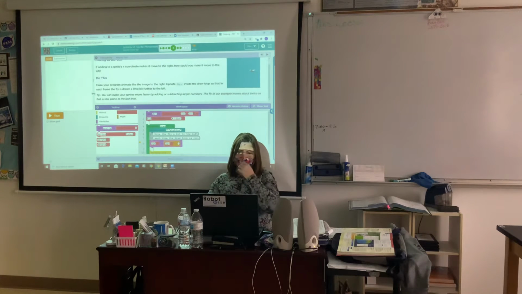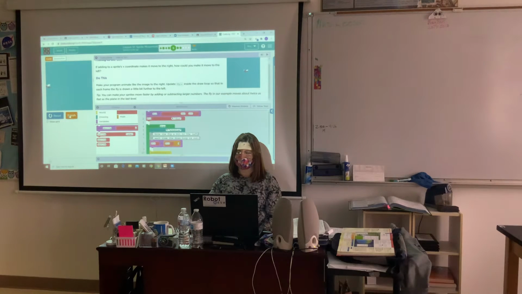Now it says in our instructions, tip, you can make your sprites move faster by adding or subtracting larger numbers. They said the fly in their example moves twice as fast as the plane on the last level. You remember the value for the plane? That was 3. So this is twice as fast, it's going to change by 6. And if I run it, you see this little fly zip across the screen. And so all we needed to do was add this line.